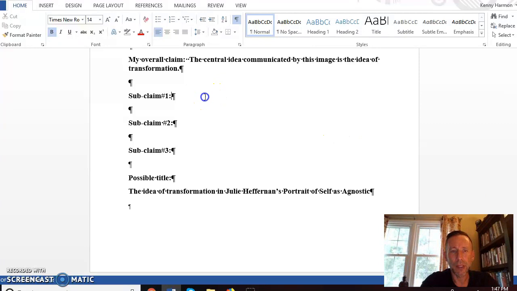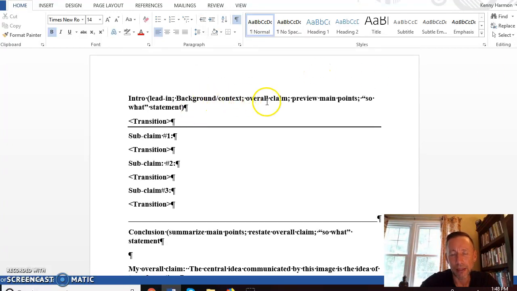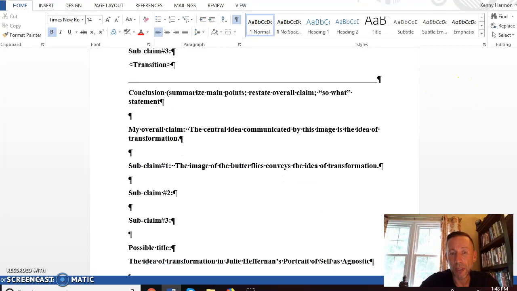For instance, I could say that the image of the butterflies conveys the idea of transformation. In my previous lecture, we talked about how butterflies do that. So basically what my paragraph would be about there is explaining how I think butterflies represent the idea of transformation and how that's connected to the broader context of that argument of transformation that I have identified already in my intro, in the background and context. Okay, so that's just one subclaim.